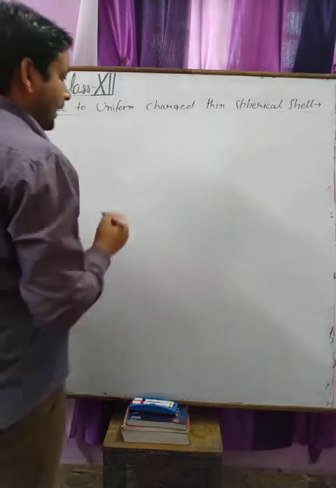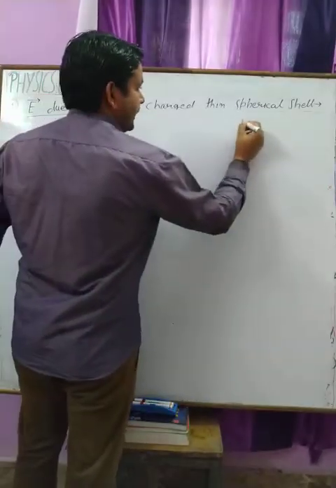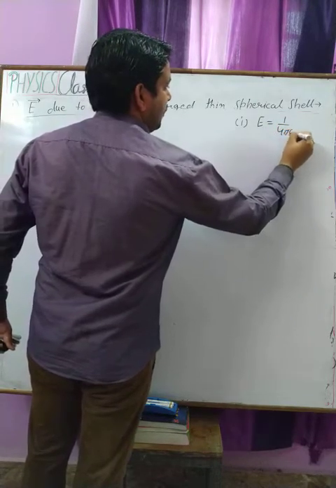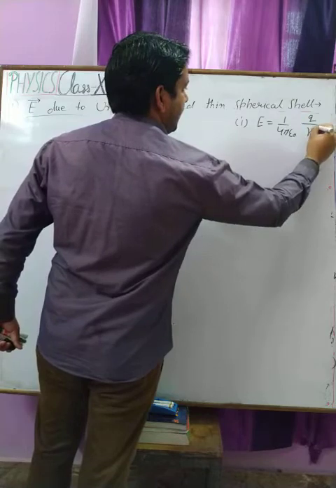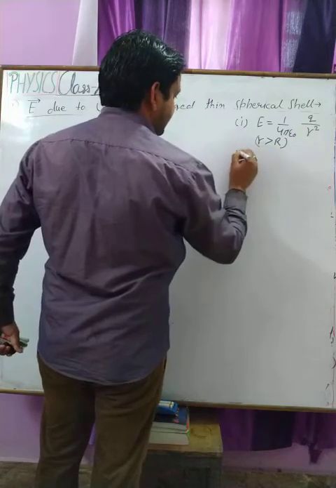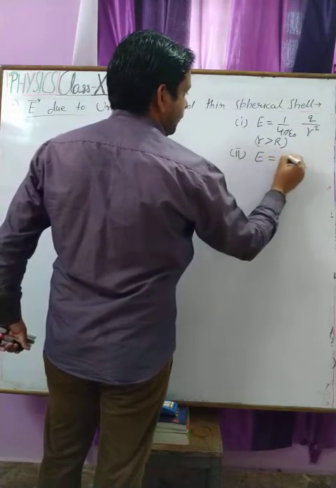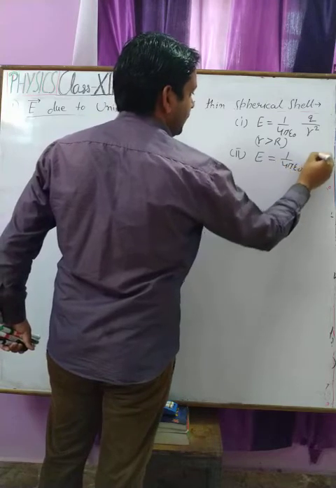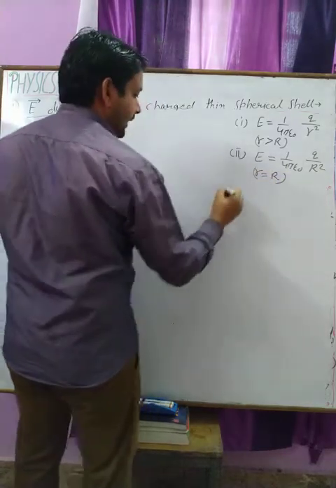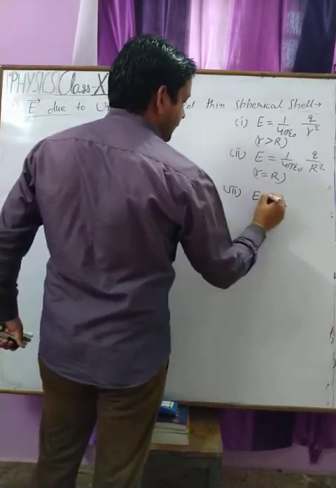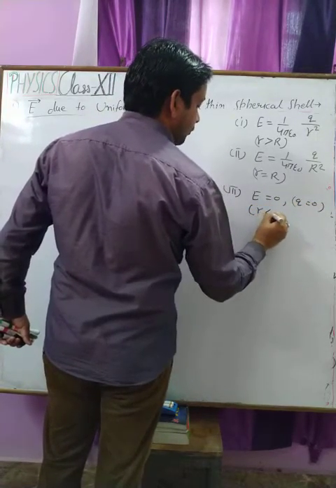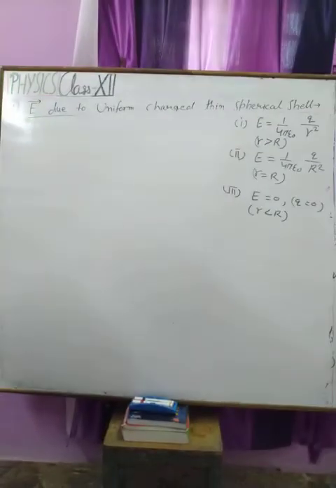Okay, we have three values. First one is E is equal to 1 upon 4 pi epsilon naught Q upon r square when r is greater than capital R. Second, E is equal to 1 upon 4 pi epsilon naught Q upon capital R square when small r is equal to capital R. And third value is E is equal to 0 because Q is equal to 0 when r is smaller than capital R. We have these three values.